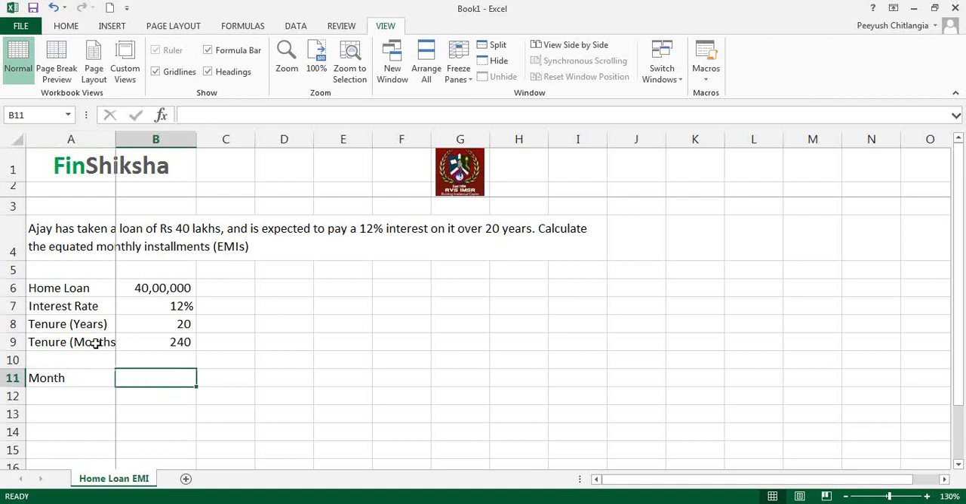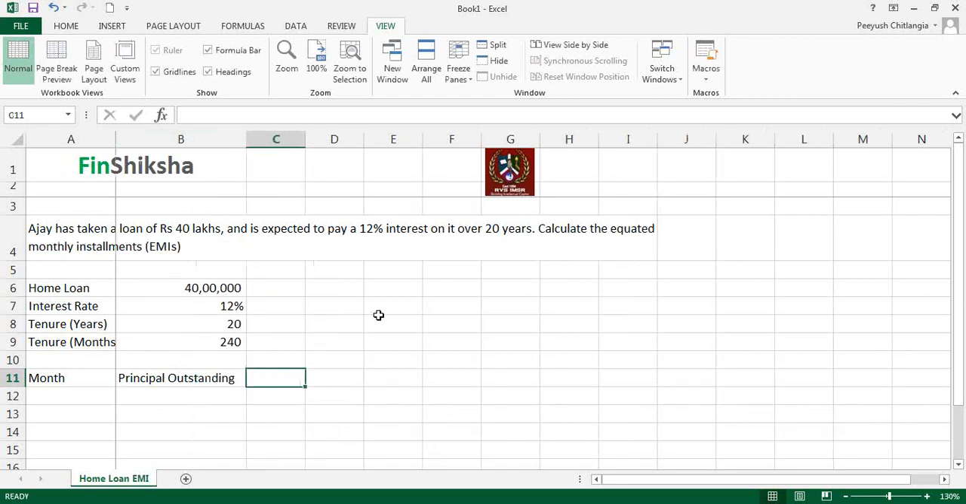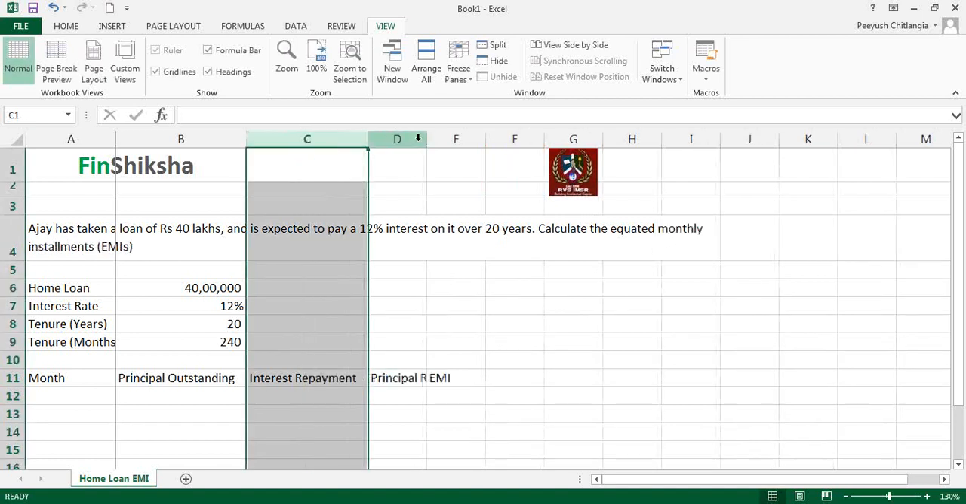So the number of months is given. Now remember, in every period there is going to be a principal repayment. So principal outstanding has to be looked at, correct? And we'll work this out with examples as we go along. Then you have interest repayment, then you have principal repayment, and you have EMI, right?